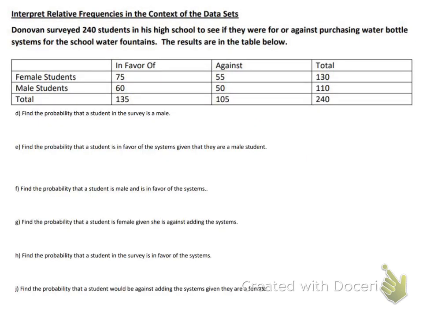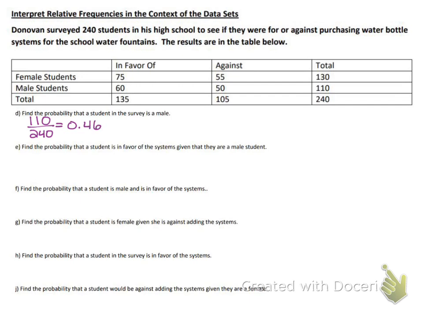Now we have to look at some problems dealing with probability. And as a reminder, probability is number of outcomes in favor of the problem divided by the number of total possible outcomes. So problem D asks us to find the probability that a student in the survey is male. So the first thing we need to do is figure out how many male students there are and divide it by the total. In this particular case, it's 110 divided by 240. Type that into your calculator to get a decimal rounded to 2 decimal places of 0.46.